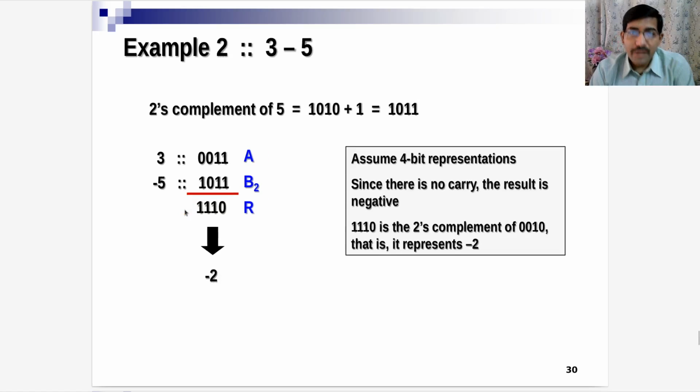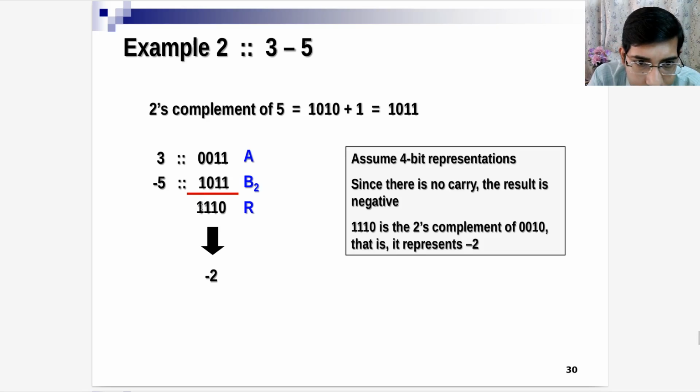What is 3 minus 5? Minus 5 in 2's complement is this. So if you add it, you will see that 1 plus 1 is 0, carry 1, then three 1s is 1, carry 1, this is 1, and then again this is 1. So there is no carry out, first of all. Since there is no carry, the result is negative. And if the result is negative, then it will be like this.